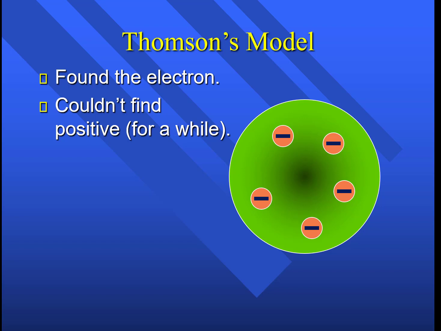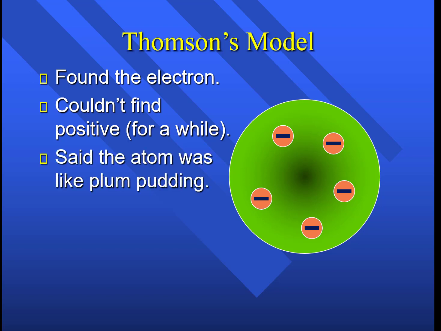So how do you have a neutral atom if you've got negative pieces? Well, that negative piece has got to be with some positive stuff. So he said, the atom is like plum pudding. Which makes perfect sense if you know what plum pudding is. But most of you probably don't realize that plum pudding is raisin bread. Okay?